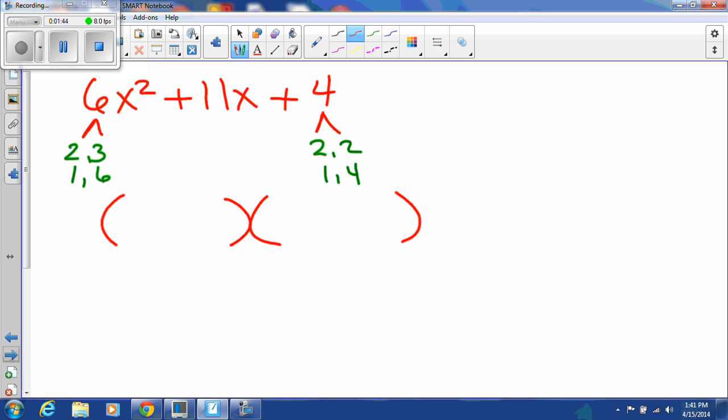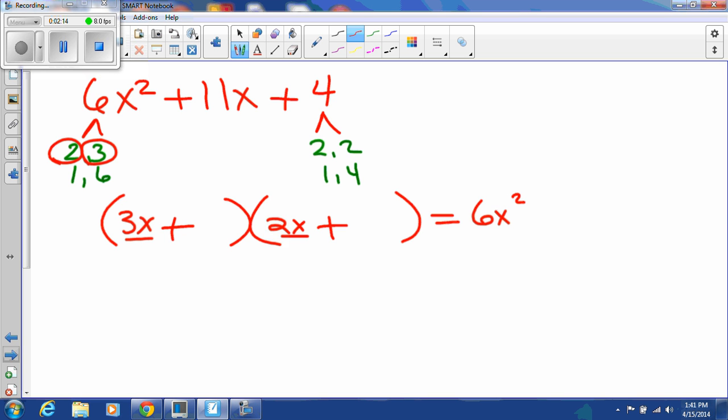I know that after I factor, if this does factor, I will have a binomial times a binomial. I know that both of them will be addition because all three terms are positive. So I'm going to pick two of the factors. I'm going to pick the 2 and the 3, and I'm going to put the 3x in here and the 2x in here. I know that will give me my leading term of 6x squared after I use FOIL.